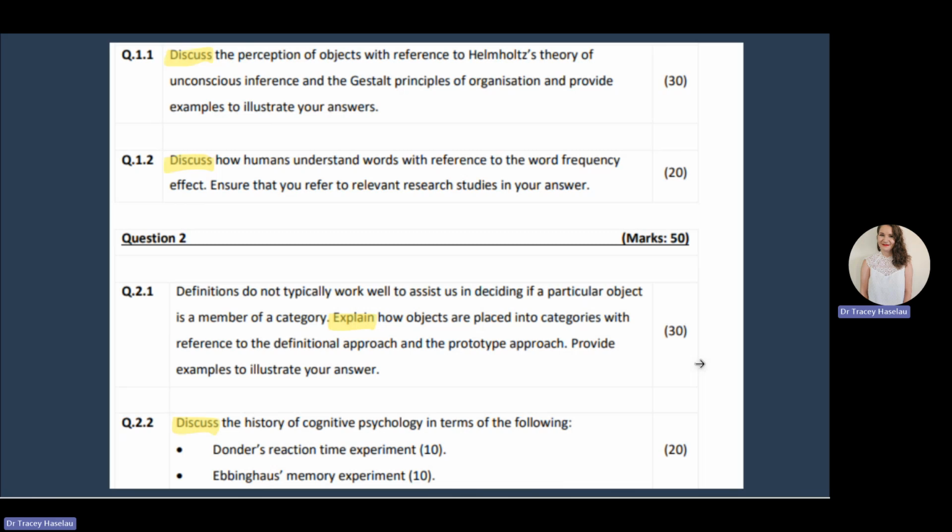So that gives you an idea of the kind of studying you need to do. And I'm going to talk back to this when we get to the end, and I talk about specific study strategies that I'm going to recommend. And then the last question here was discuss the history of cognitive psychology in terms of the following: Wundt's reaction time experiment, Ebbinghaus's memory experiment. So looking at this exam as a snapshot, this is pure theory. So that gives you an indication of the kind of studying you need to be doing.